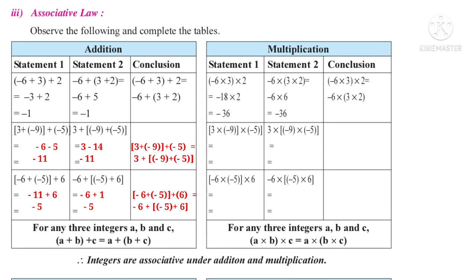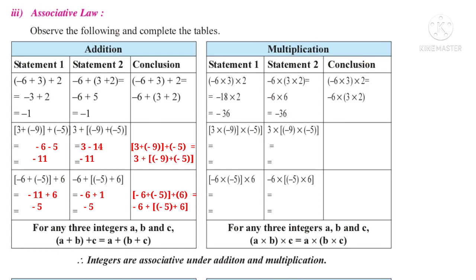Now let us take the operation multiplication. Take three different integers minus 6, 3 and 2. In statement 1, put bracket for the first two integers. In statement 2, put bracket for the last two integers. Now in statement 1, minus 6 into 3 is minus 18, into 2 is minus 36. In statement 2, 3 into 2 is 6, minus 6 into 6 is minus 36. Both are equal. So in conclusion we can say that (minus 6 into 3) into 2 is equal to minus 6 into (3 into 2).